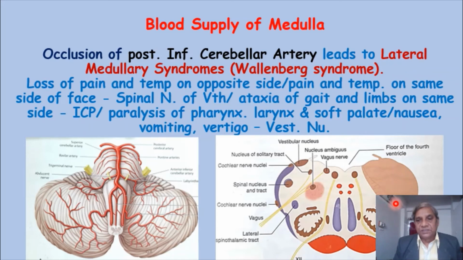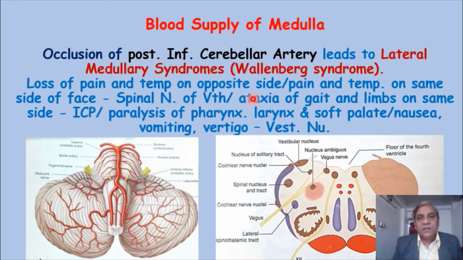Then there will be loss of pain and temperature on the same side of the face. Why should it be on the same side? Because on the same side the spinal nucleus of the trigeminal and its tract are also destroyed, which are bringing the pain and temperature fibers from the same side of the face. So it is crossed: loss of pain and temperature on the opposite side below the neck, but on the face it is on the same side.